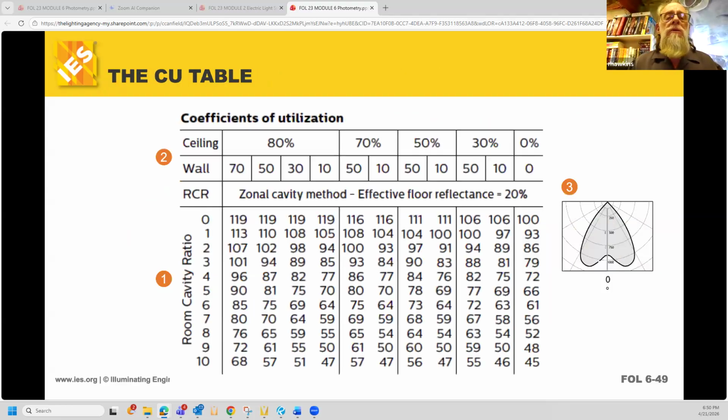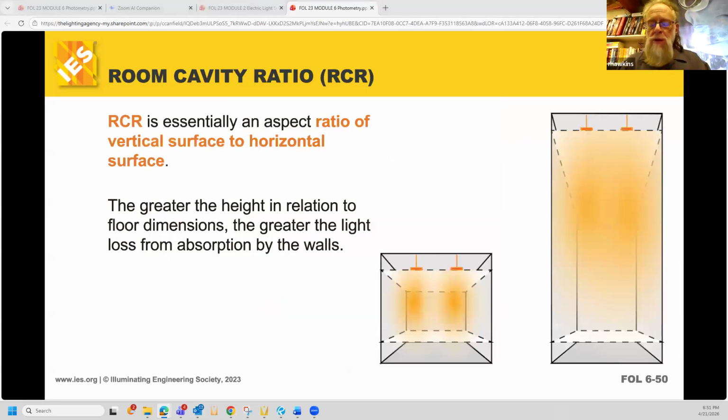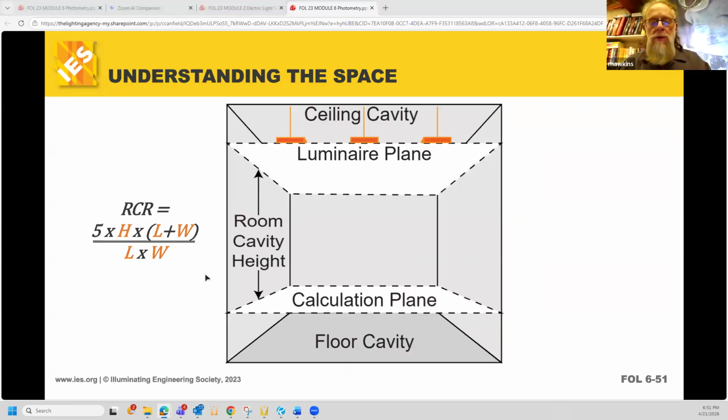I talked about dimensions. Oh, and here's a good example of that stuff, right? So the room cavity ratio, here it is. Here's that room cavity, right? So the room cavity ratio refers to the height, the length, and the width of the room in this formula: 5 times the height times the length plus width, divided by the length times width. And what that works out to mean is the taller and more like a silo your space is, the higher the room cavity ratio. The long and flat and big open thing like your warehouse is a lower room cavity ratio.